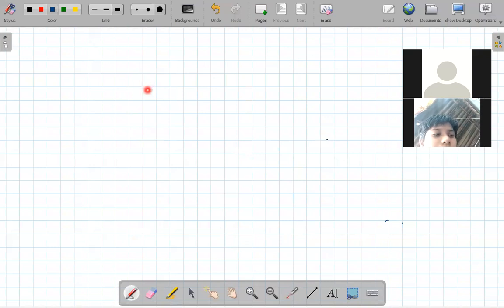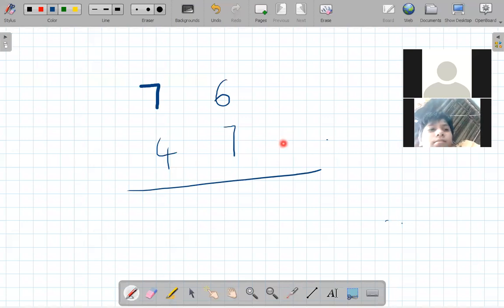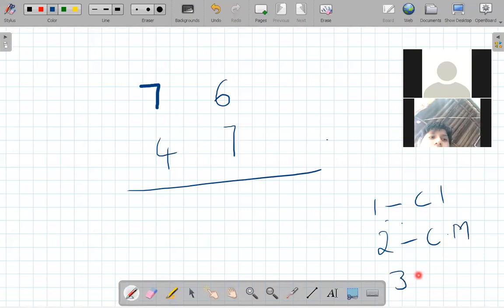So 76, right? 47. Can you try this? Can anyone try this? Try cheyandi. First step, column 1. Second step, cross multiplication. Third step, column 2. Okay. Try cheyandi chuddam.